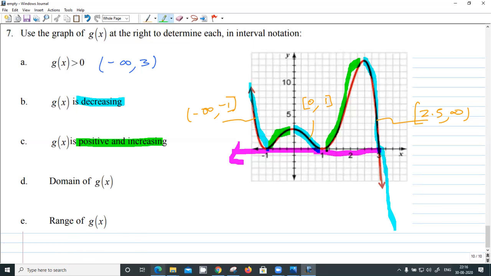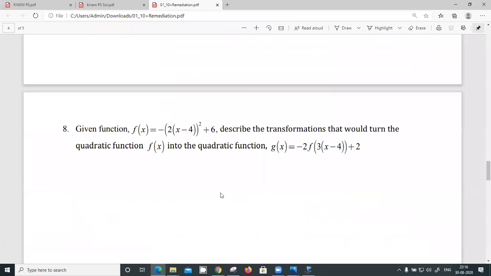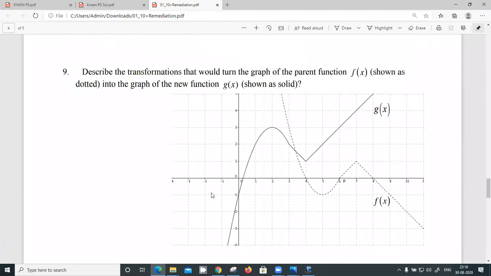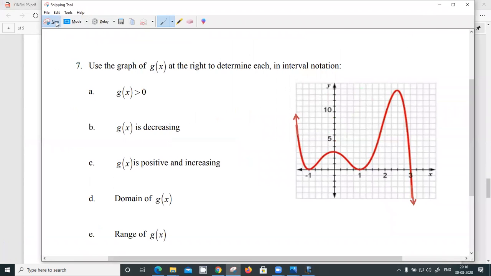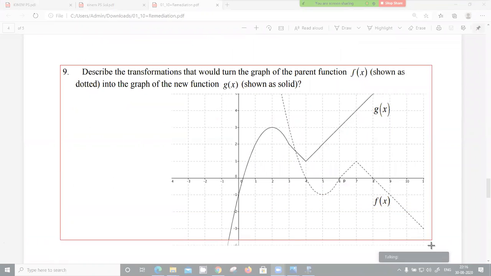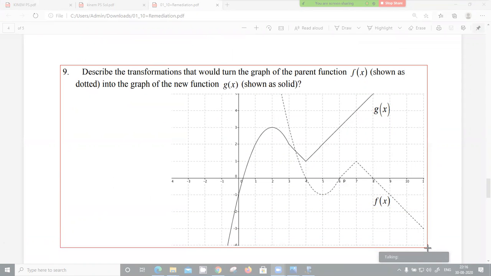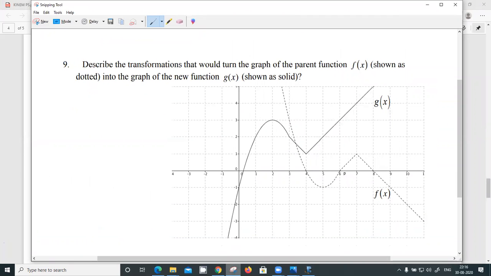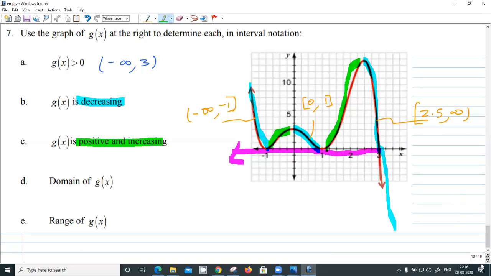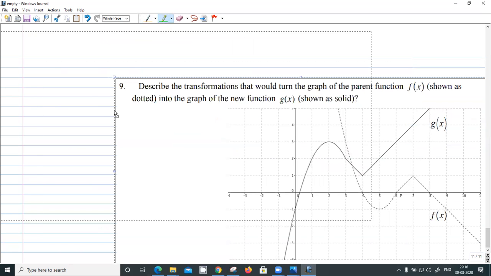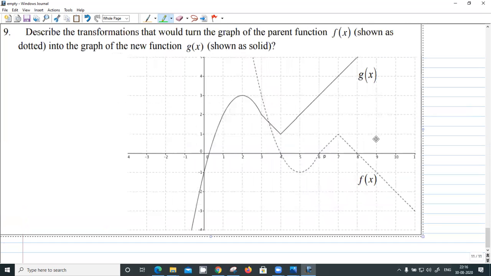Then I need help with 9. 9 and 10, and then we're done. Instead of the transform, that would turn the graph f of x shown in the figure. Yeah, just visually you can see, right, what should be done.